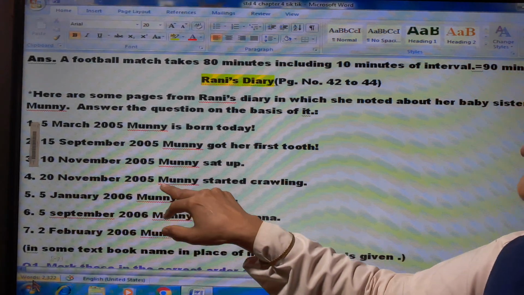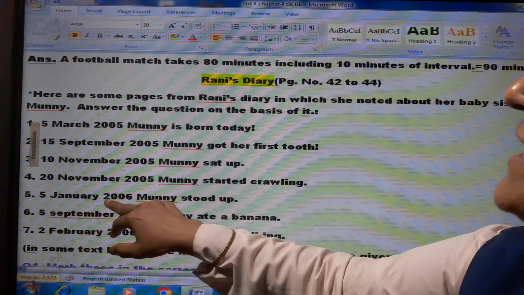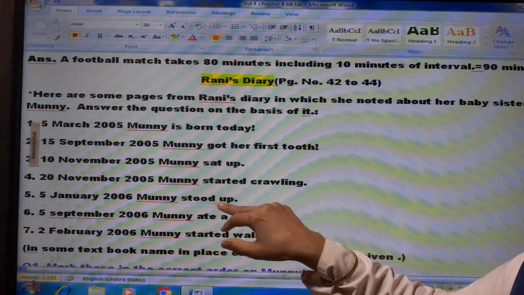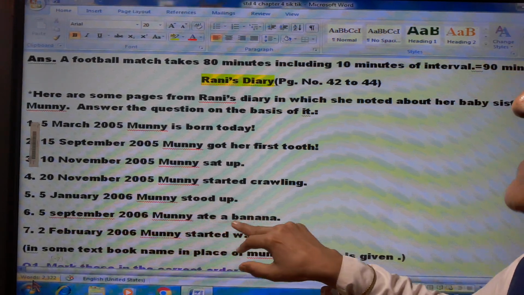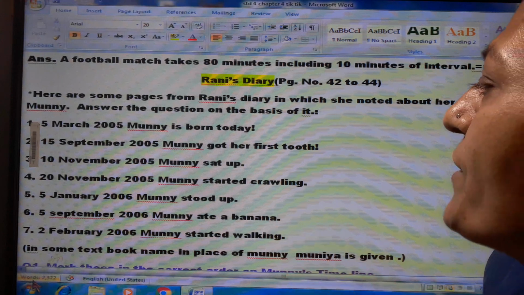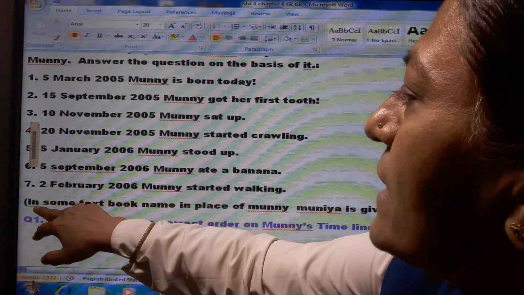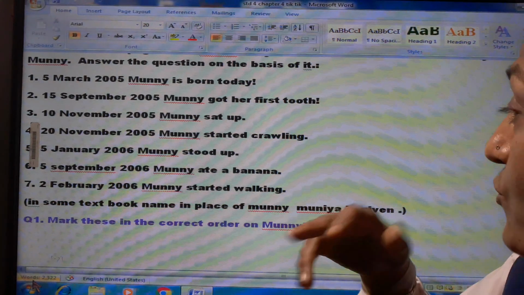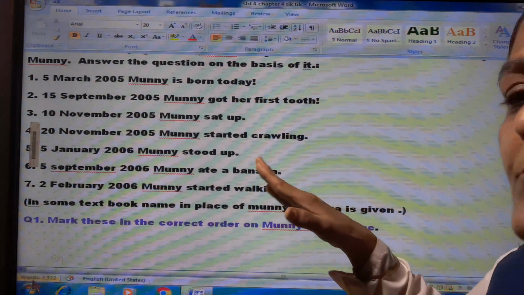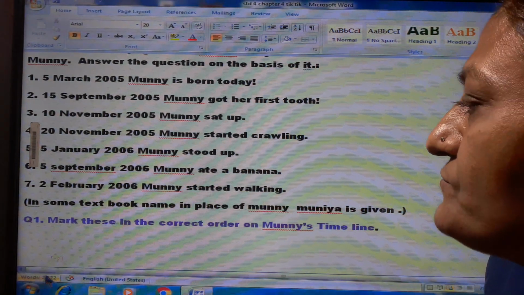20 November 2005, Munni started crawling. 5 January 2006, Munni stood up. 5 September 2006, Munni ate a banana. 2 February 2006, Munni started walking. In some textbooks, in place of Munni, the name Munia is given.